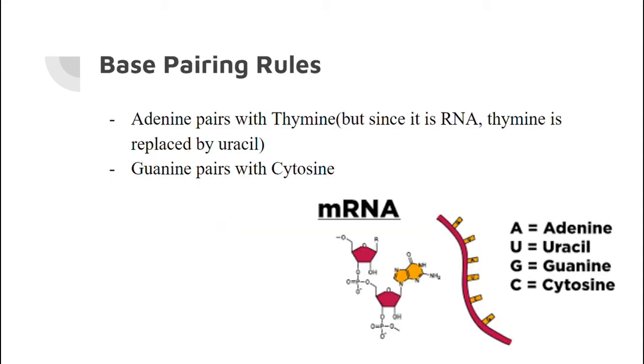So again, like I was talking about, these are the base pairing rules. Adenine pairs with thymine, but in RNA, the thymine is replaced with uracil. So just in RNA, adenine is going to pair with uracil, and guanine pairs with cytosine.